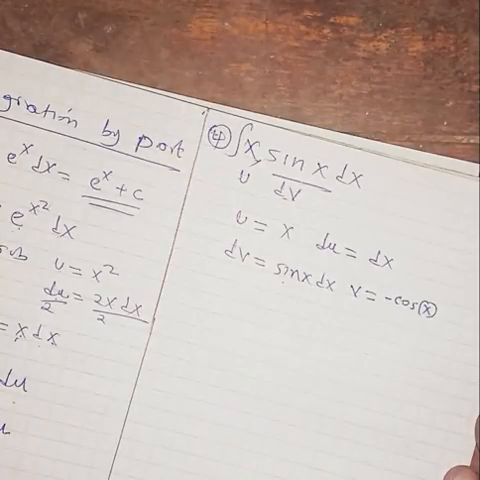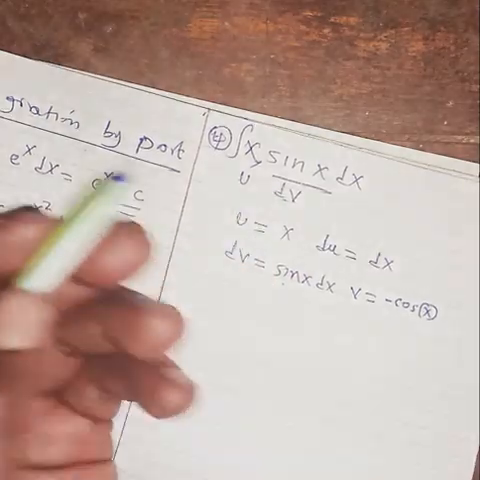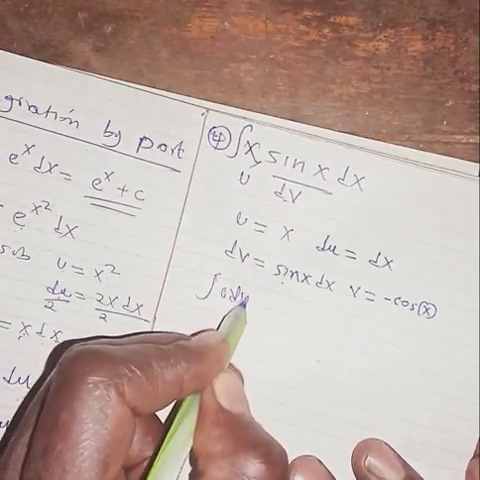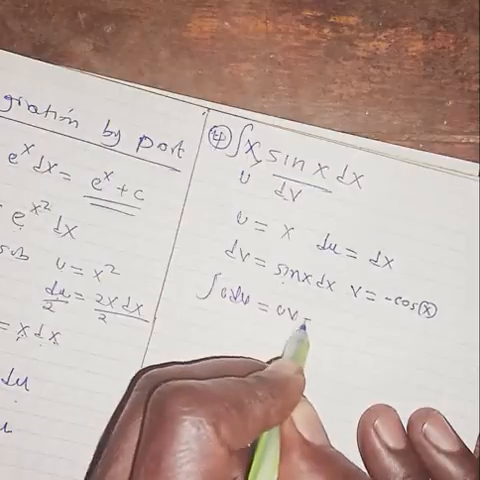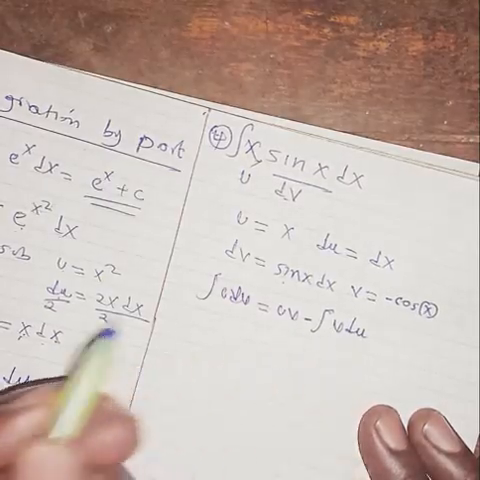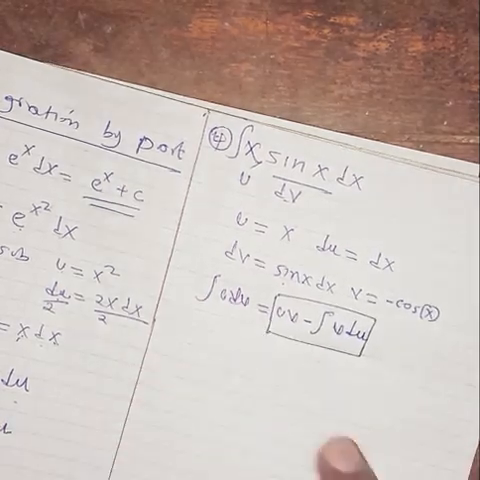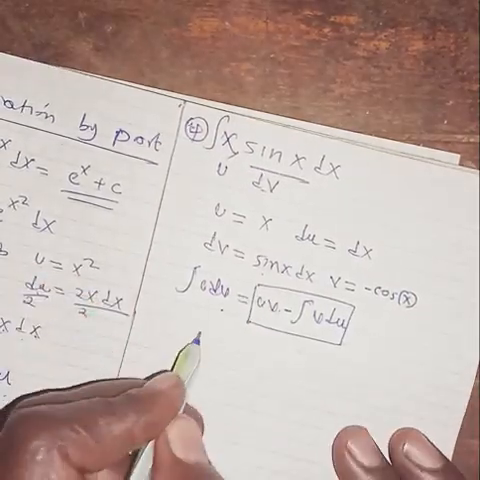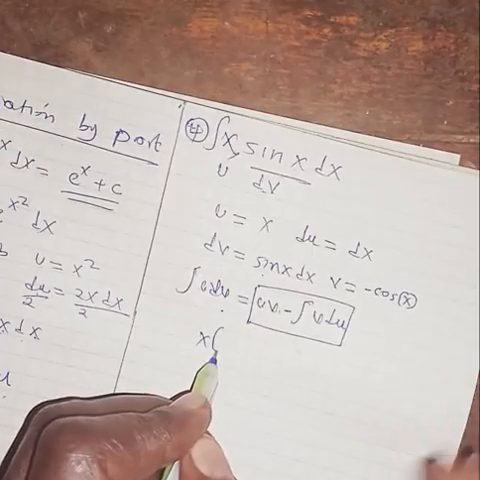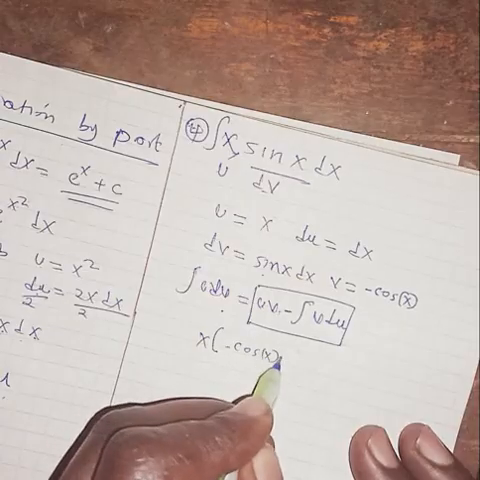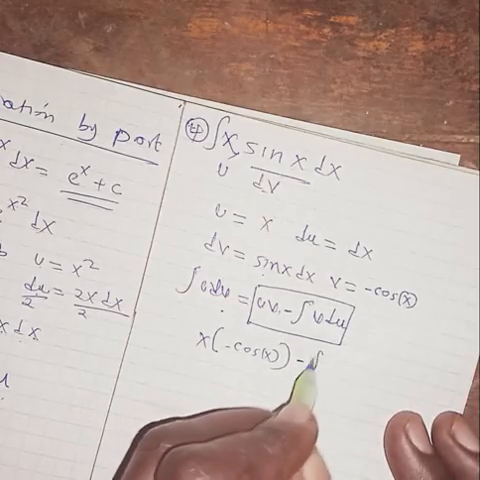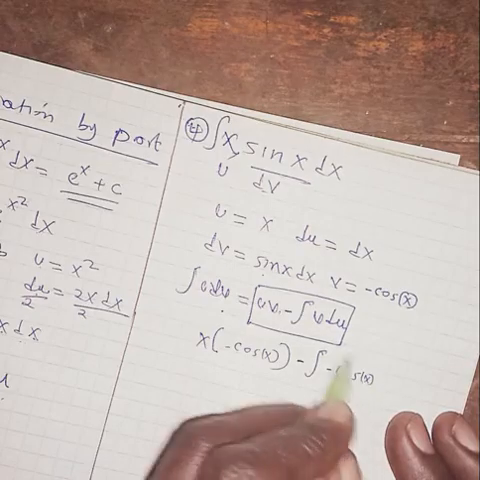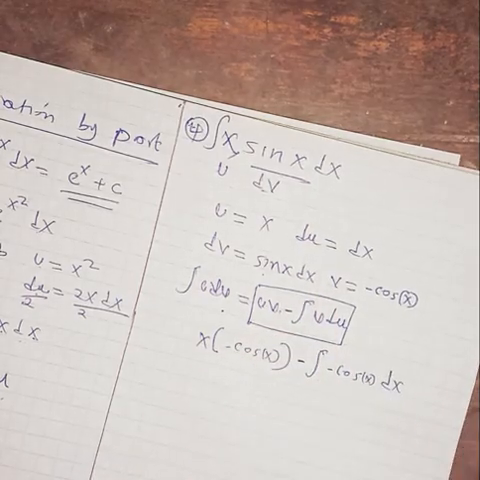Come here. Write down the formula now. The integral of u dv is equivalent to u v minus integral of v du, and that is simple like that. Let us apply this so that we can get the one we want. So u v, because already we have it, x into negative cos x, minus integral of v, which is negative cos x, du is just dx. That is all about it.